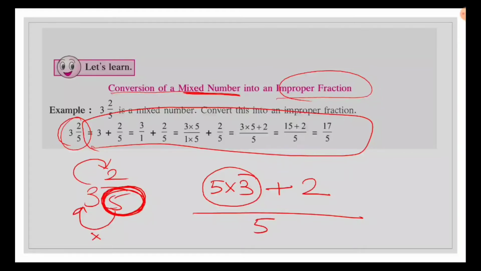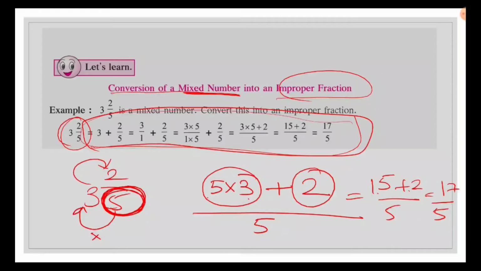Now what you have to do is 5 3s is 15, 15 plus 2 upon 5, 15 plus 2 is 17 upon 5. This is your final answer. So see, this is a very big process, but if you follow my rule, it will be a very small process. It will be done in 3 steps.